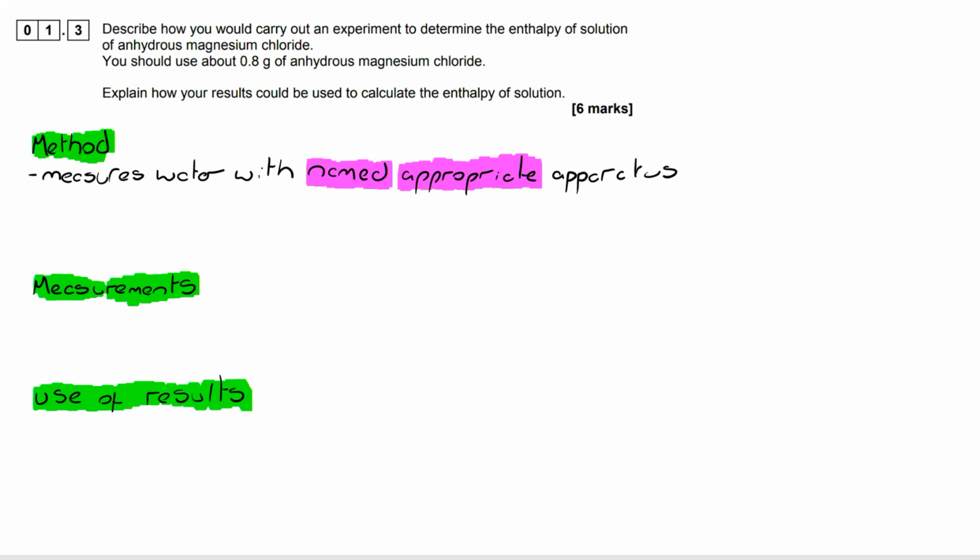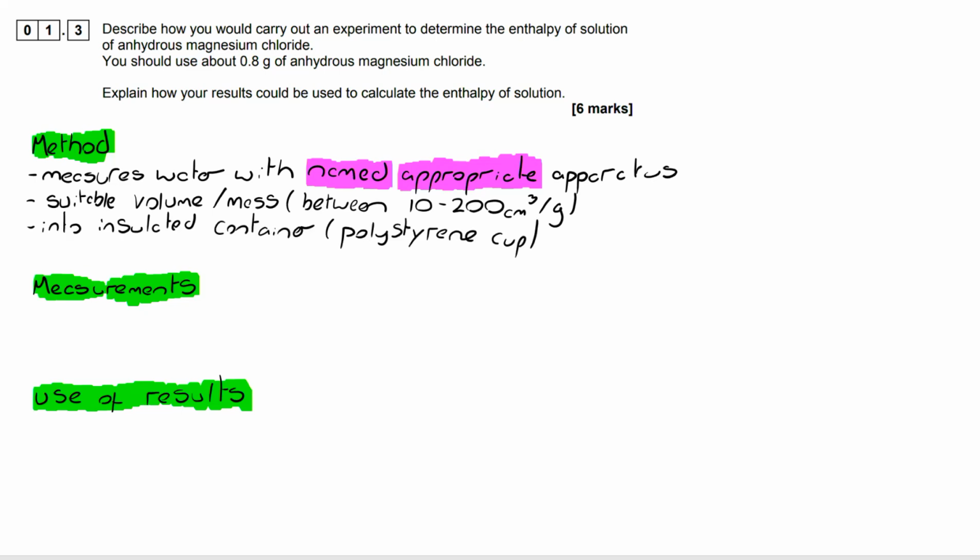The method: we're going to measure the water with named appropriate apparatus. You can't just say you're going to measure the volume. You would need to say you're going to use a measuring cylinder or something suitable. You're going to get a suitable volume or mass. As a volume, it's actually a very wide range, anywhere from 10 to 200 cm cubed per gram of anhydrous magnesium chloride. So if you went for 100 cm cubed, you would not go far wrong. That puts you well within the range.